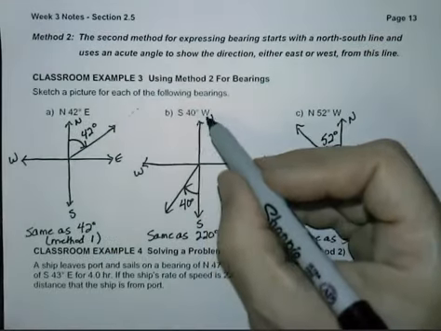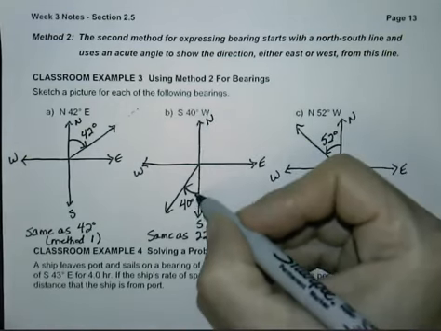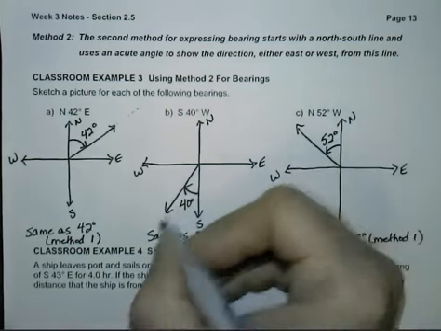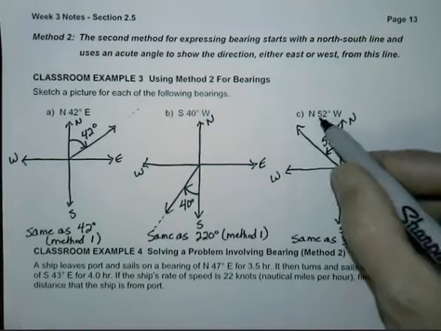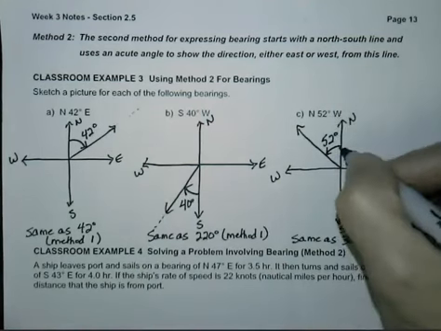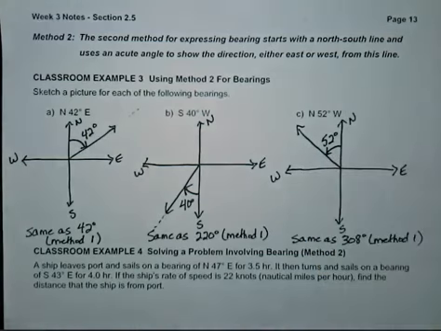If we have south 40 degrees west, then we're starting at due south and we're going 40 degrees towards the west, which would be this direction. So here's our bearing right here. And this one, if we have north 52 degrees west, we're starting at due north and we're going 52 degrees this direction since we want to go towards the west.